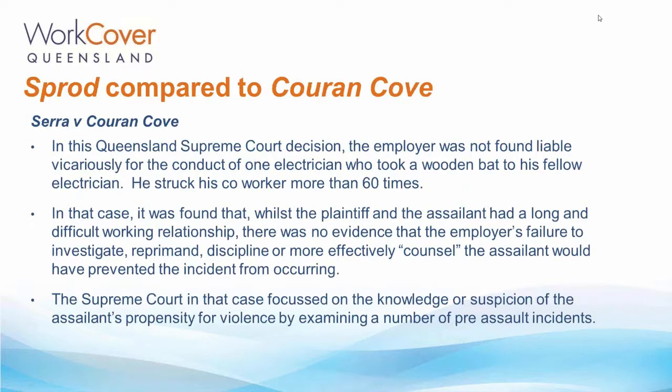Here's some good news, a case where an employer was not found liable, Sarah and Coran Cove. It's a Queensland Supreme Court decision. In this case, one electrician employed by the employer took a wooden bat to his fellow electrician and struck him more than 60 times. In that case, it was found that whilst the plaintiff and his co-worker had a long and difficult working relationship, there was no evidence that the employer's failure to investigate, reprimand, discipline, or more effectively counsel the assailant would have prevented the incident from occurring. It's a fairly common sense approach, I'm sure you would agree.